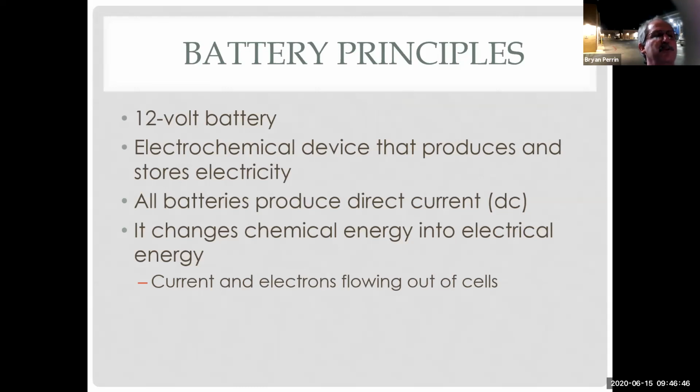All batteries produce direct current or DC. So the reason why we use DC on a car is I cannot store AC energy. I can only store it in DC. So even if it's my house and I have a solar panel on my house, I have to make that energy in DC, convert it to AC so I can turn on the lights and the TV. But if I want to store that energy, I have to convert it back to DC.